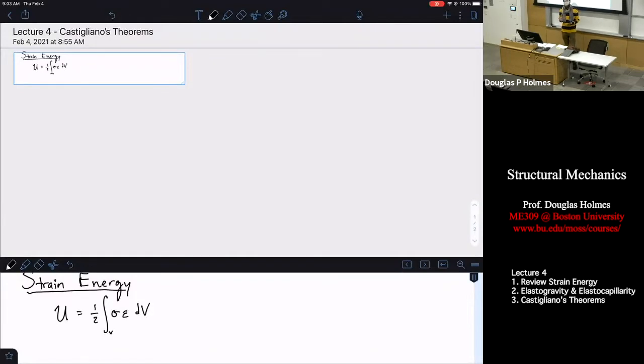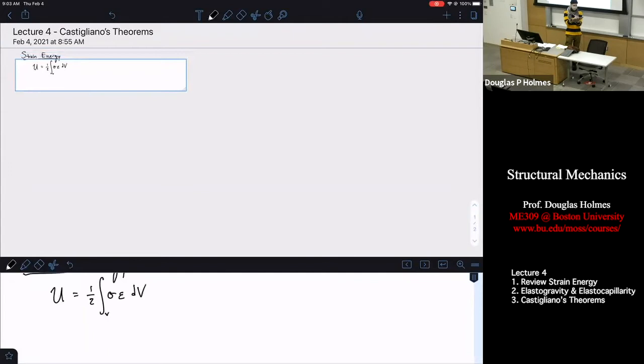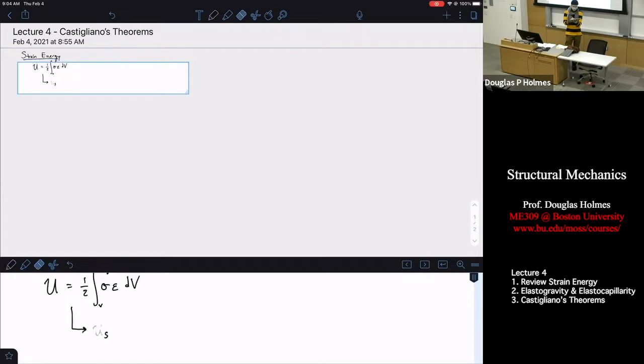And then what we did is we started to use some relations that we have from mechanics of materials and really just applying Hooke's law. And we were able to split this energy up into different contributions. There's going to be a contribution that is going to primarily act to stretch or compress this object.